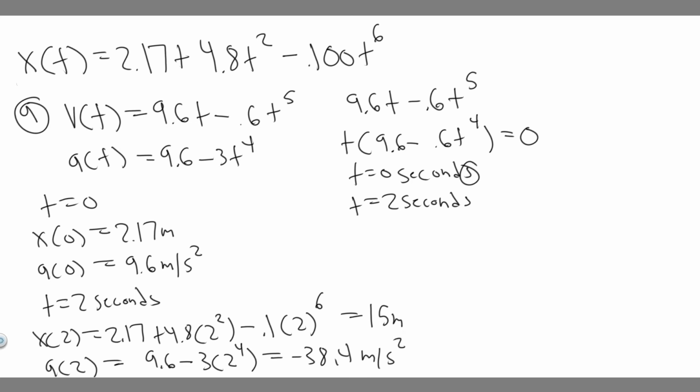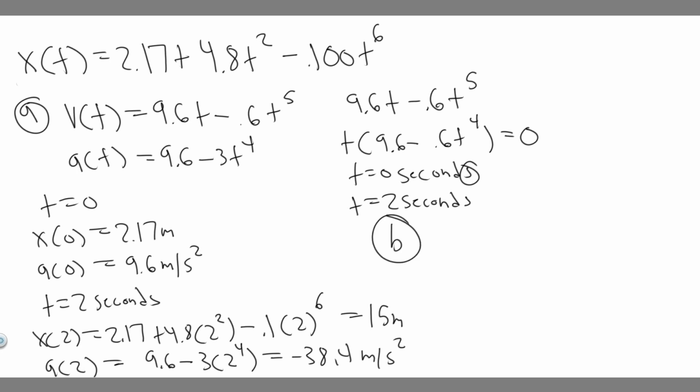So now, these are going to be your answers to A, right? So these are your answers to A. So 2.17 meters, 9.6 meters per second squared. That's when t is 0, and then velocity is also 0 at 2 seconds. So 15 meters and then minus 38.4 meters per second squared. Now let's move on to B.